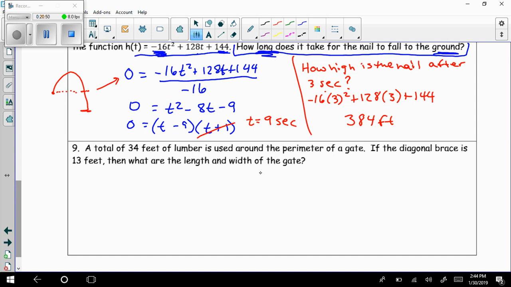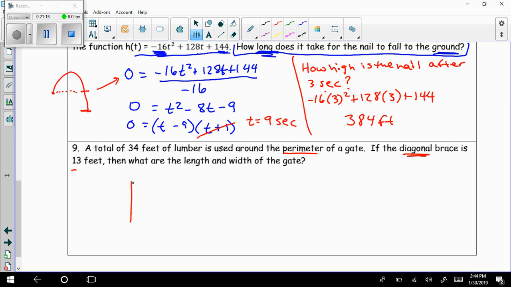And the last one is, we've talked a lot about perimeter, but we can also look at area, because area is a quadratic. It's length times width, so that's where we can get that x squared here. So a total of 34 feet of lumber was used around the perimeter of a gate. If a diagonal brace is 13 feet, what are the length and width of the gate?